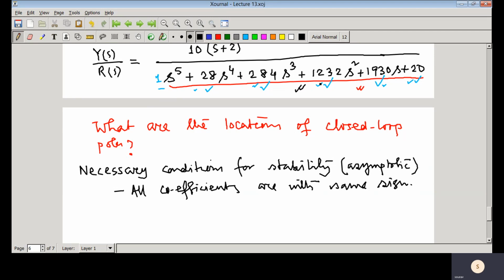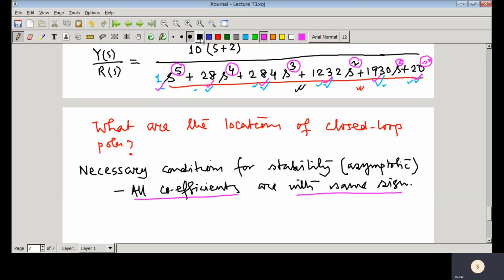So this is the characteristic equation, and here you can see the coefficients of s to the power 5, then s to the power 4, then s cubed, then s squared, then s, then s to the power 0. So this is the characteristic polynomial, and all coefficients, that means 1, 28, 284, 1232, 1930, 20, are with the same sign. So this is one of the necessary conditions for the system to be stable.